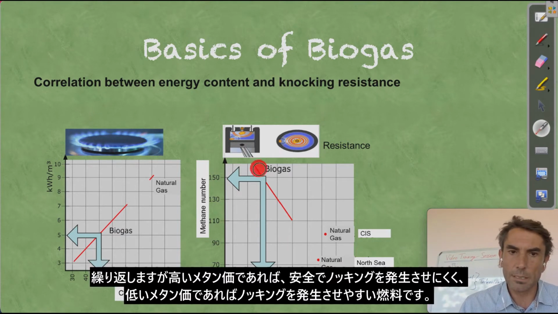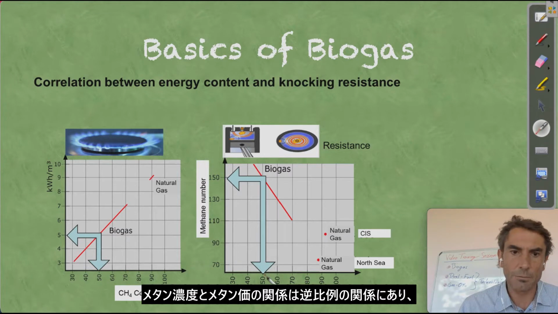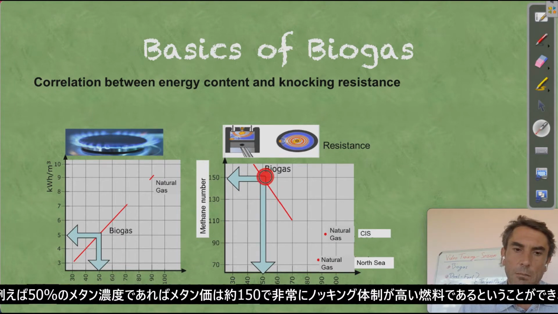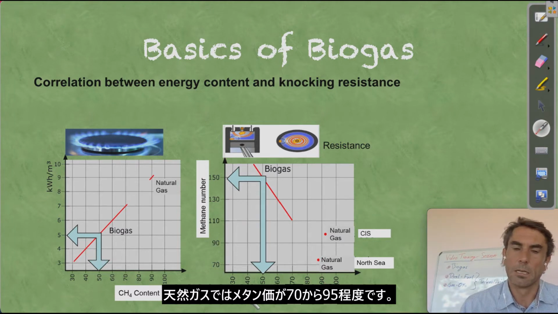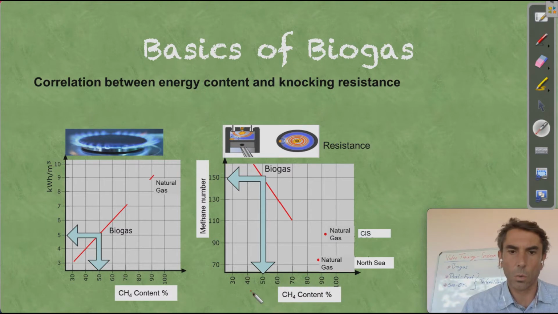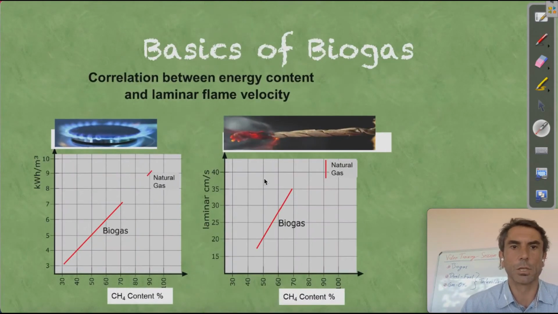So we can see here the biogas depends on the CH4 content. For example, if we take the sample here of 50% CH4 content, we have a methane number of approximately 150. That means it's very resistant for knocking. Natural gas is very low, between 70 and 90 methane number. Okay, so let's go back to the next page.